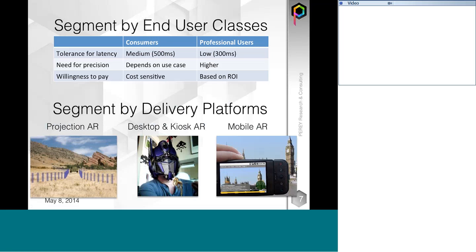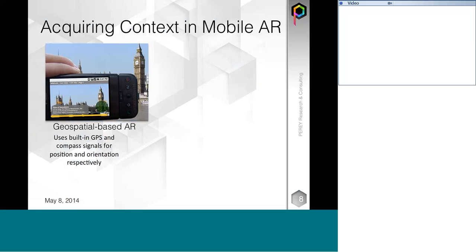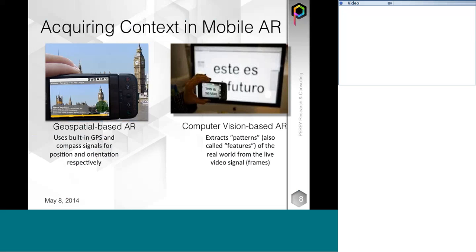The third and perhaps the most popular and certainly rapidly growing delivery platform is mobile, because mobile augmented reality allows us to go out into the physical world and to experience a much greater variety of targets. When you're in the mobile augmented reality platform, when you're using that smartphone or a tablet, you have two different ways that you can acquire the user's context. One is to take the built-in GPS and the compass and have the orientation and position of the user with respect to certain targets. So we call that geospatial-based augmented reality.